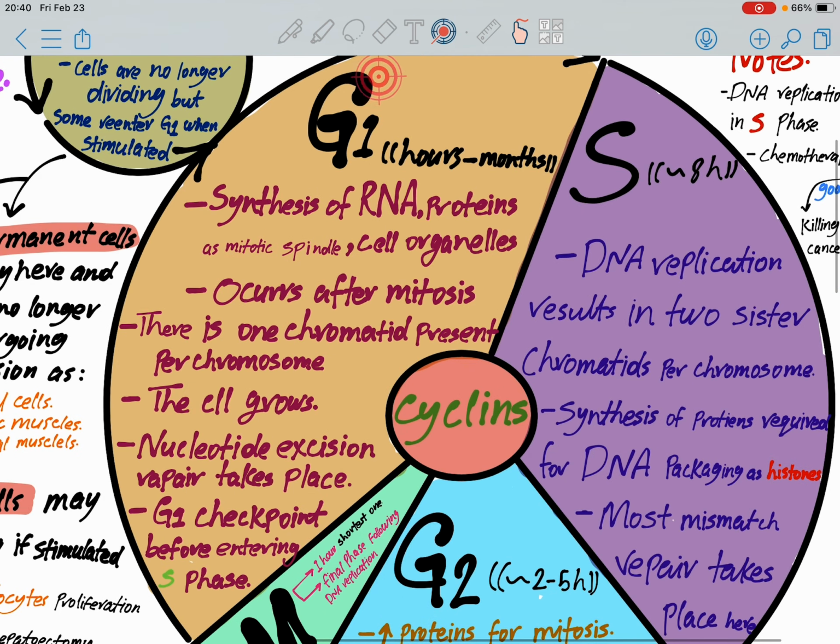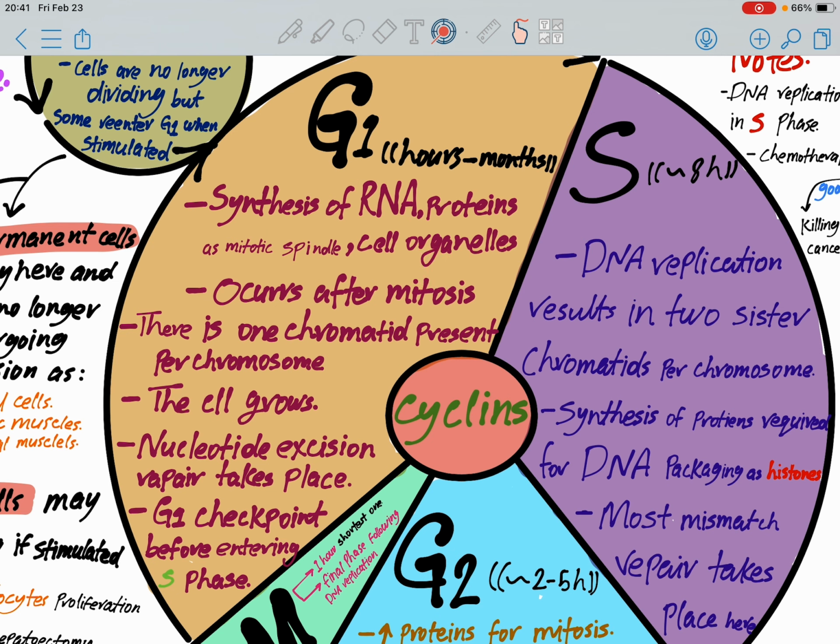Starting with the growth 1 phase. It needs hours to months. And all of these occur in this phase, starting with the synthesis of RNA. Why RNA? Because we need to translate some codes or genetic codes to synthesize proteins needed for mitosis as mitotic spindle. We also need some cell organelles as centrosome.